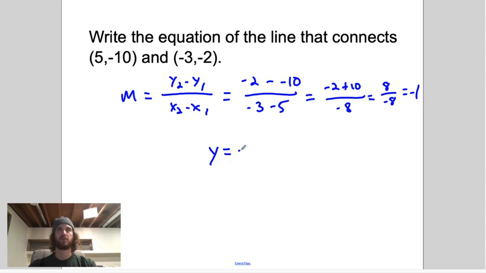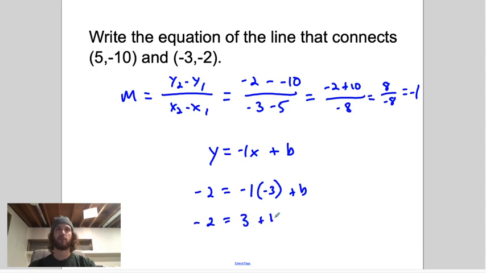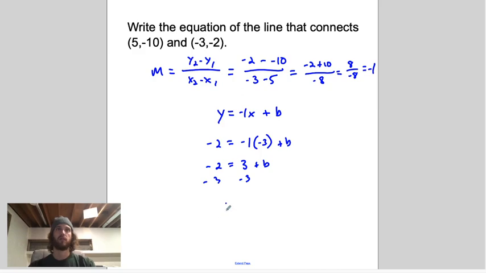Y equals -1x plus b. Let's go ahead and plug in -2. Numbers are smaller. Works for me. -2 equals -1 times -3 plus b, which gives us -2 equals +3 plus b. Subtract 3 from each side, and b is equal to -5.